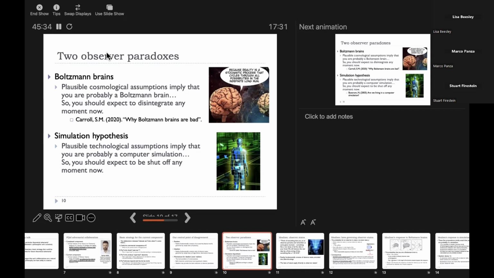Okay, in the interest of time, maybe you've all heard the simulation hypothesis before. The students I know have. Plausible technological assumptions imply that you are probably a computer simulation. So you should expect to be shut off any moment now. It's structurally analogous because this time technological assumptions get you to the conclusion that beings like you, assuming that you are unsimulated, are outnumbered by simulated beings that from the inside can't tell whether they're simulated or unsimulated. So it's a little bit like the Boltzmann brain. They can't tell from the inside whether or not they're really surrounded by a room or they're just experiencing it.